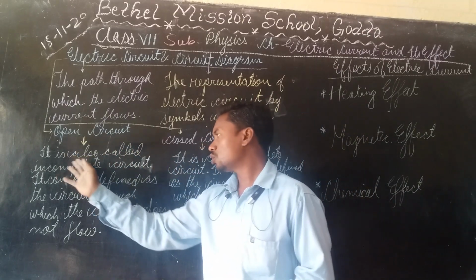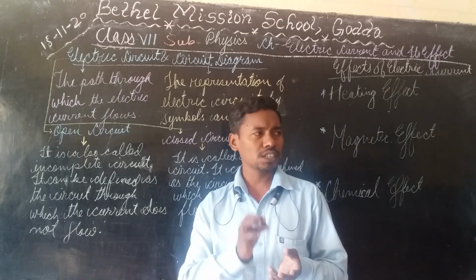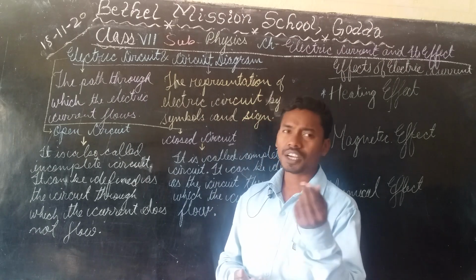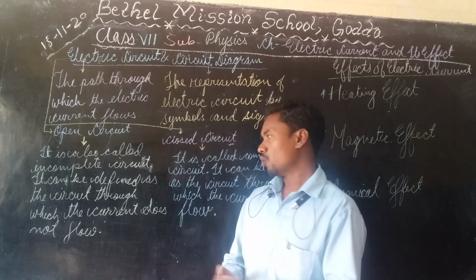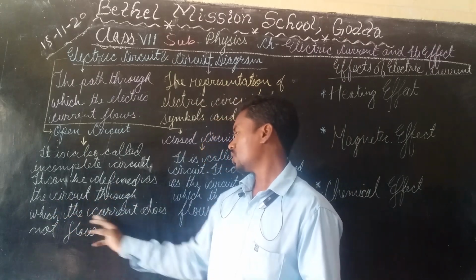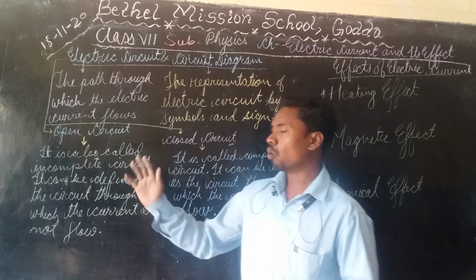Open circuit is also called an incomplete circuit. By the name itself, you understand the circuit is incomplete. If the circuit is incomplete, it is obvious the current is not going to flow. Therefore, it can be defined as the type of circuit through which the current does not flow. This is what an open circuit is.